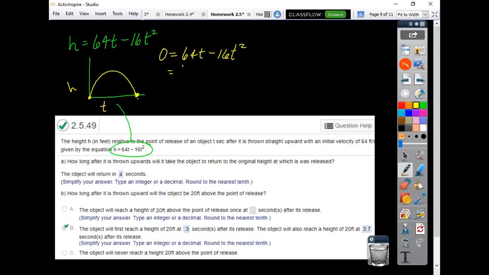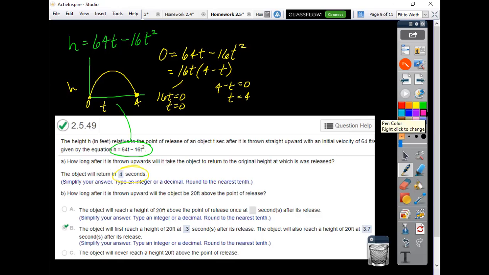How do I solve that? I would factor out a 16t. So 16 times 4 is 64, and then this would just be 4 minus t. Set each of them equal to 0. Here you get time 0, that would be right here. And when does 4 minus t equal 0? That would be when t is 4, so this would be my other time. So 4 seconds would be when it returns to its original position.